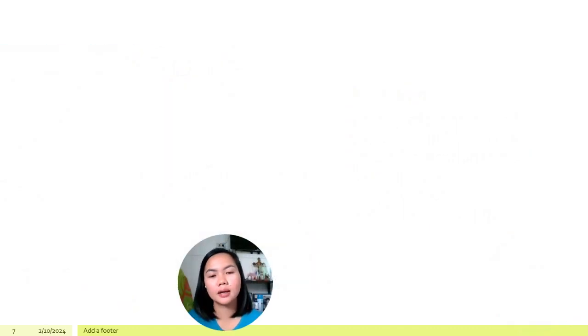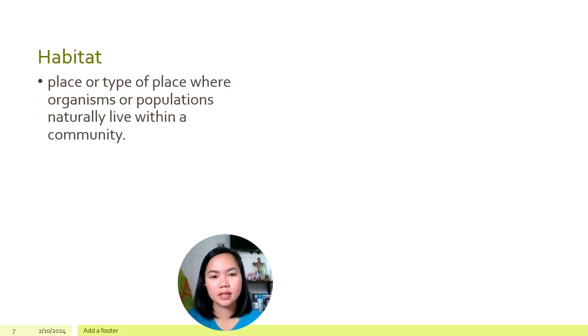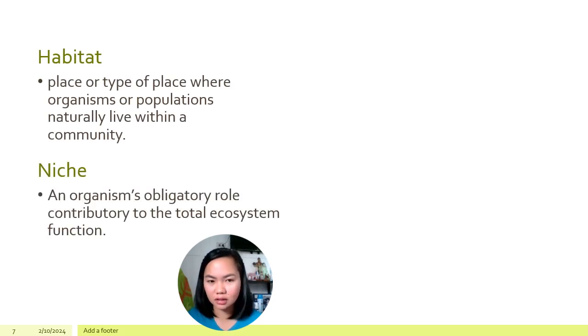Another common concept in ecosystems is the habitat and the niche. So habitat and niche are different concepts. When we say habitat, it's the specific place or a type of place where organisms or populations naturally live within the community. So, literally, kung asa nagpuyo ang isa ka organism. So, for example, us human beings, we have our address, no? We have our specific house or balay.